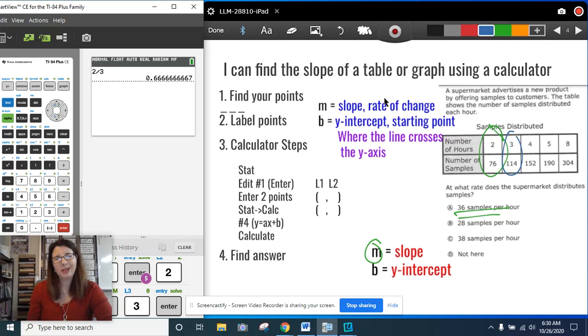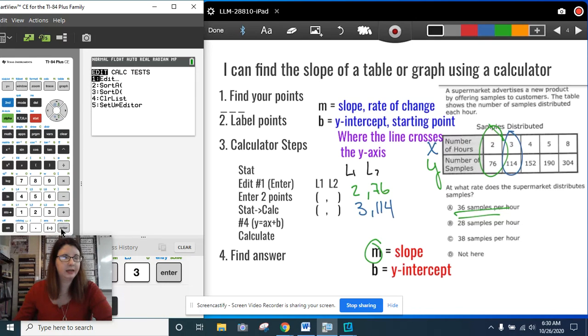The thing to know about tables is when they're going horizontally, this is my x coordinate and this is my y coordinate. So I will put my first one in. My first point in is 2 and 76. My second point in is 3 and 114. And I have to enter these into my calculator just like this.